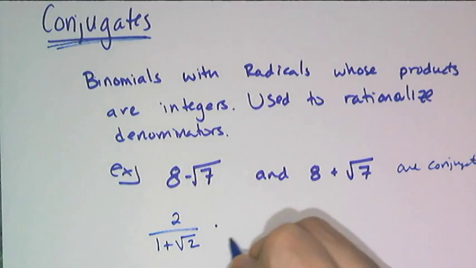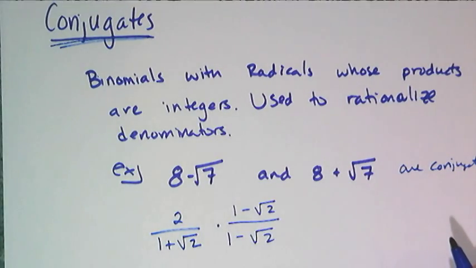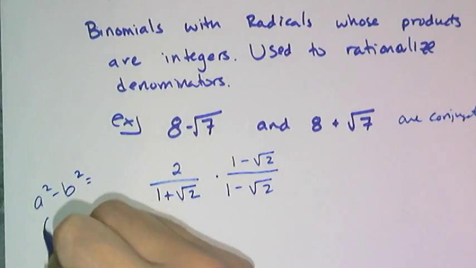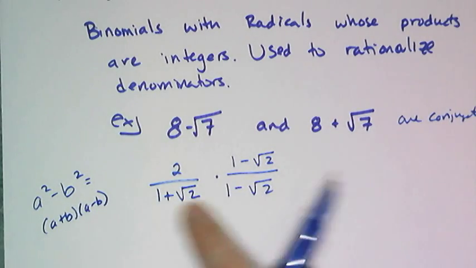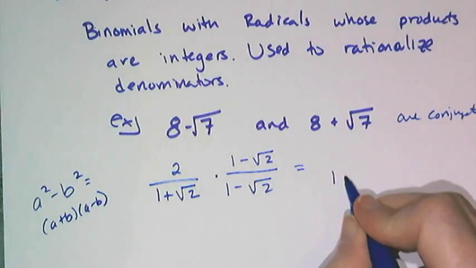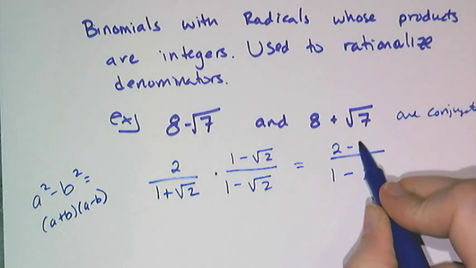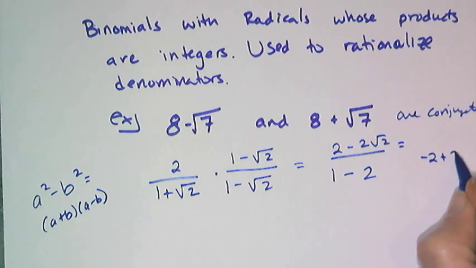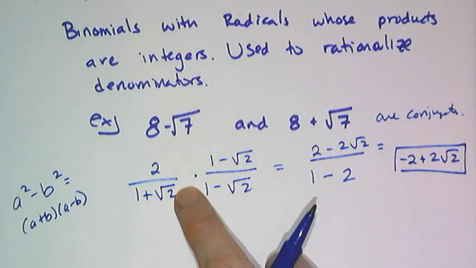So what I have to do instead is multiply by the conjugate, and the conjugates rely on the concept of difference of squares. That a squared minus b squared, remember, factored to a plus b times a minus b? So if I look at this, this is like a plus b, that's like a minus b. So when I multiply them together, I get 1 minus root 2 times root 2, which is 2, over 2 minus 2 root 2, which is just, that's negative 1. So it's negative 2 plus 2 root 2. And that's how I would rationalize that denominator.